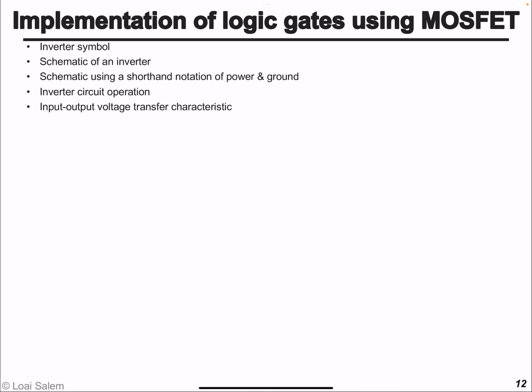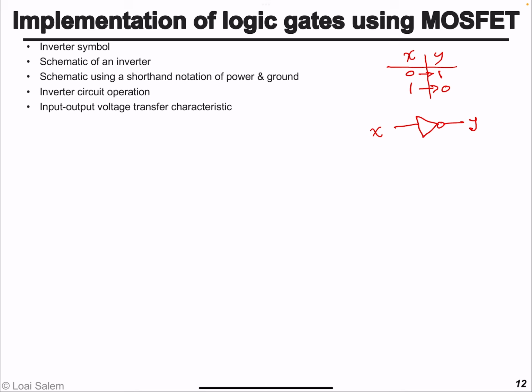So how to implement an inverter? As we know, this is the symbol for an inverter or a NOT gate. Say the input is X, the output is Y, and we have 2 states, 0 and 1. Essentially it inverts: if the input is 0, it produces 1. If the input is 1, it produces 0. So how to implement this gate using a transistor?